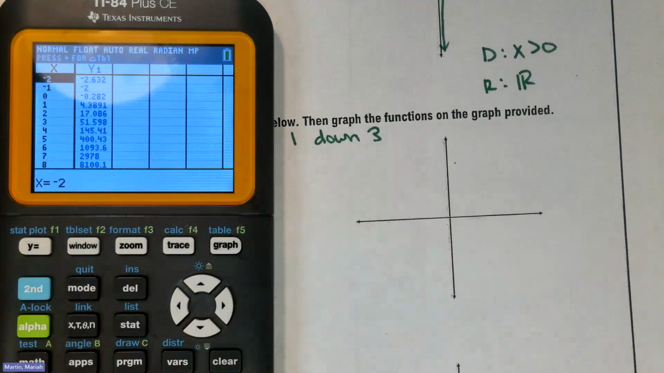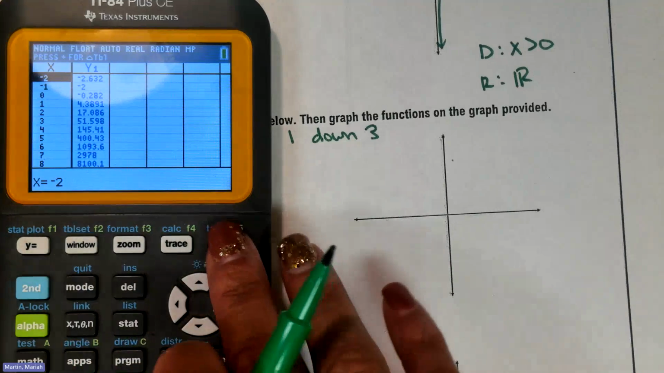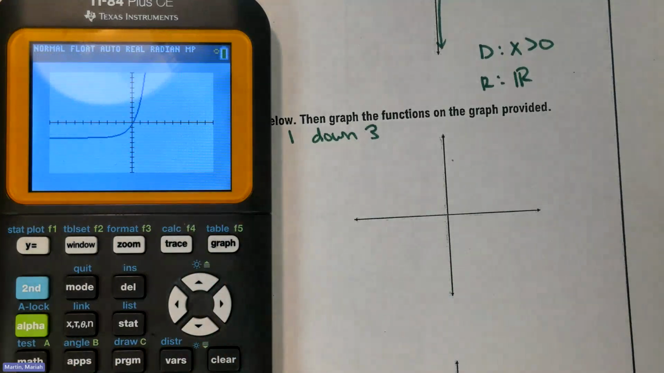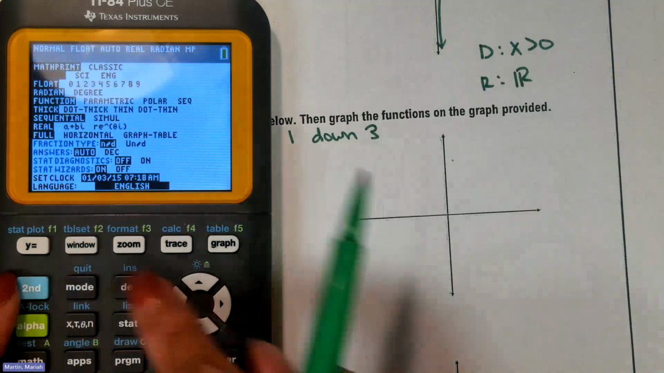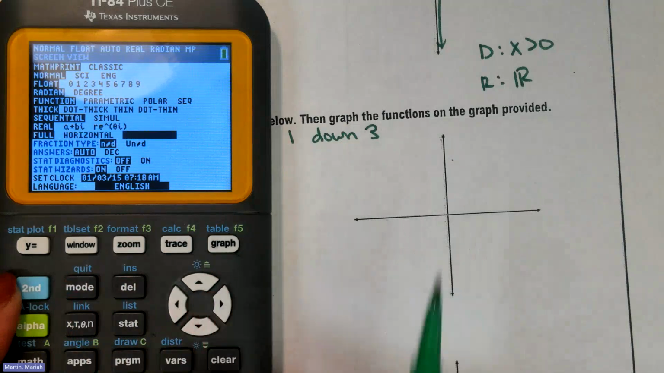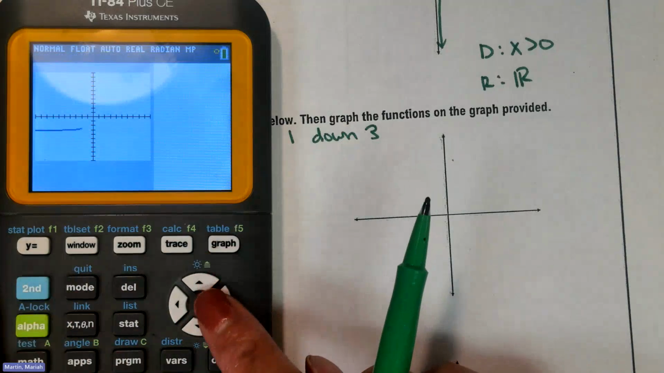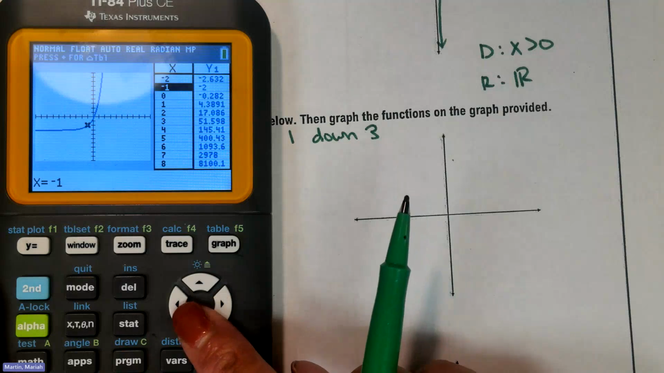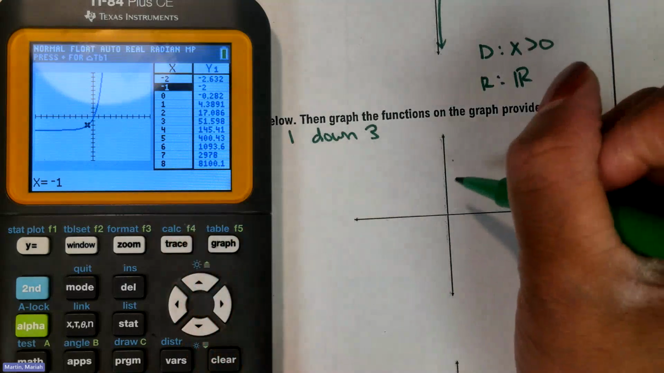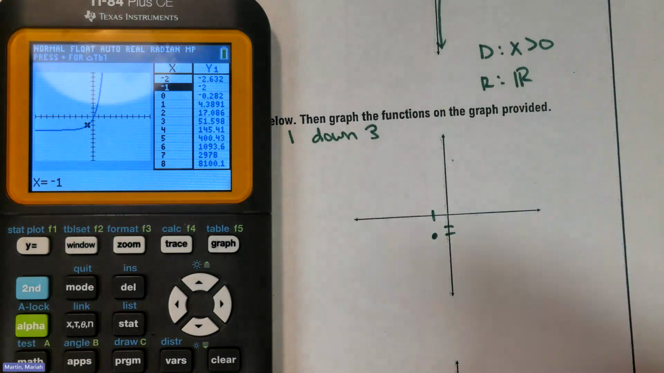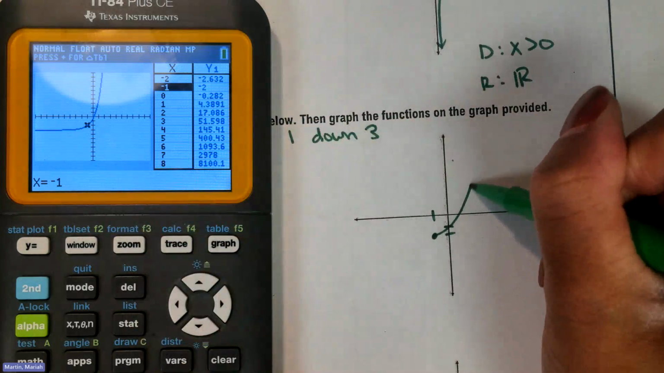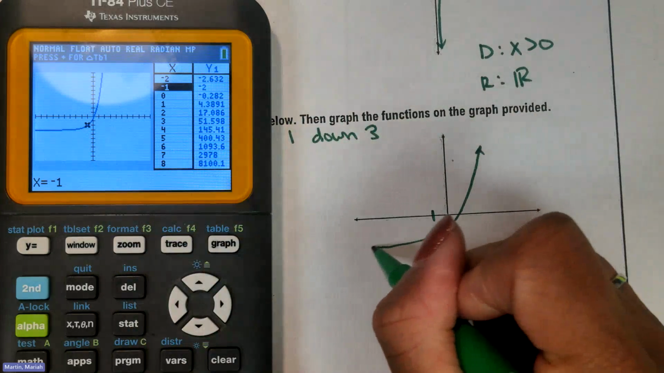And then hit second graph, which gives us a table, but we want to go ahead and just look at the graph. Again, if you want to look at the other points, then that's fine as well. So we have a point. I can always go to graph table to see both. Okay, so I do have a point at -1, -2, and it is increasing this direction. It's still an exponential function.